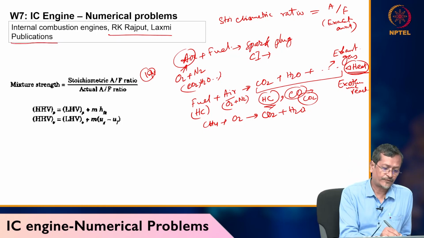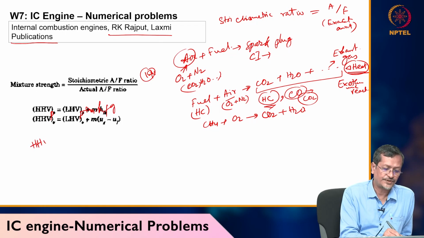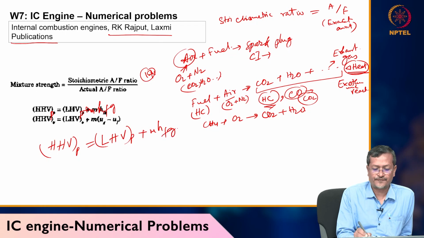Higher heating value at constant pressure equals lower heating value plus mass of water times HFG. So HHV at constant pressure equals LHV at constant pressure plus m times HFG. HFG means latent heat.